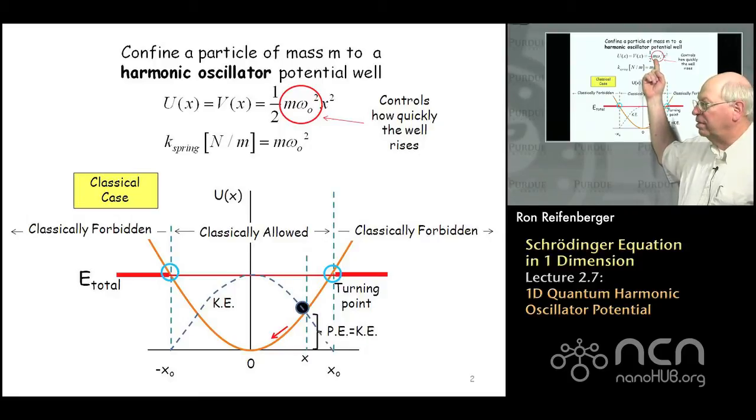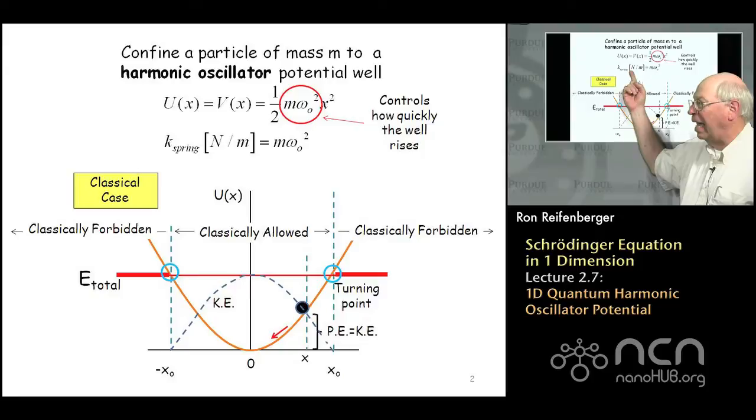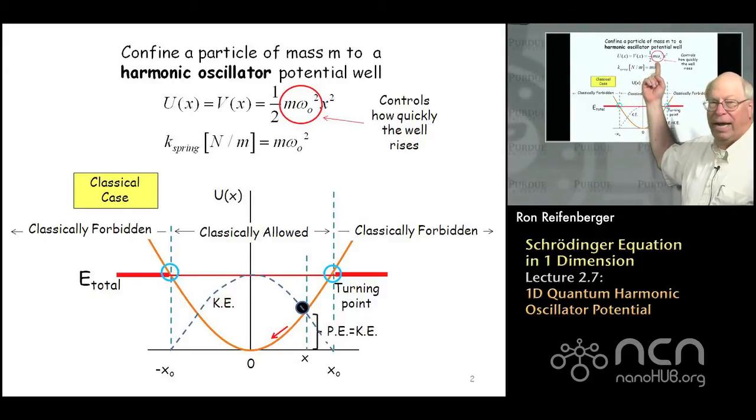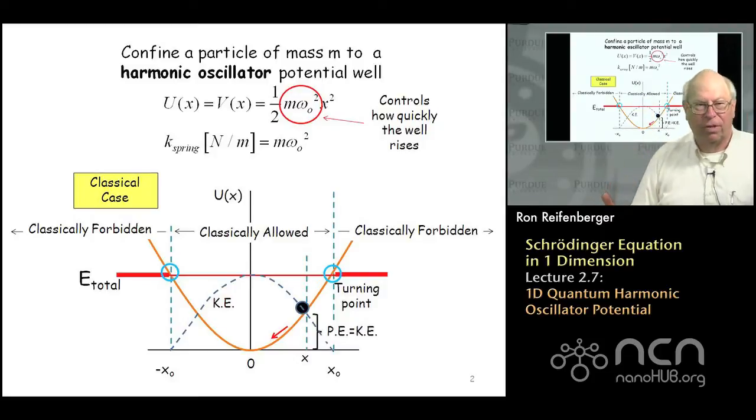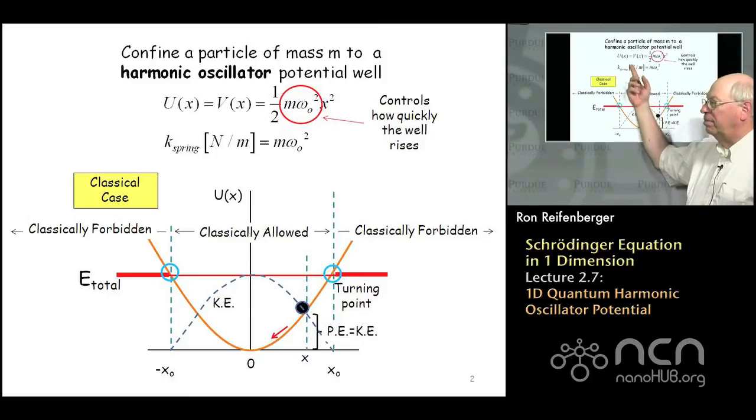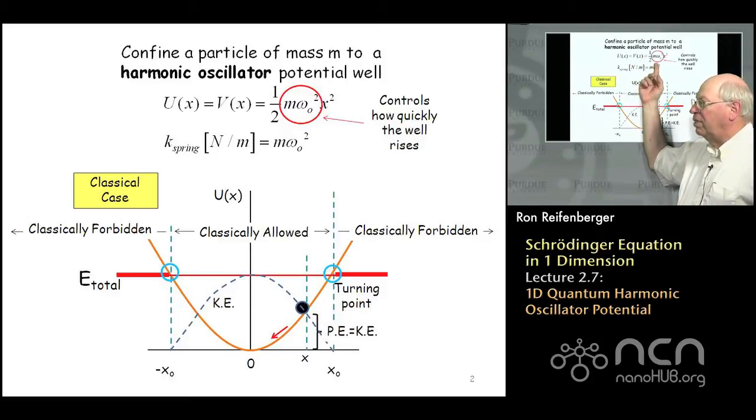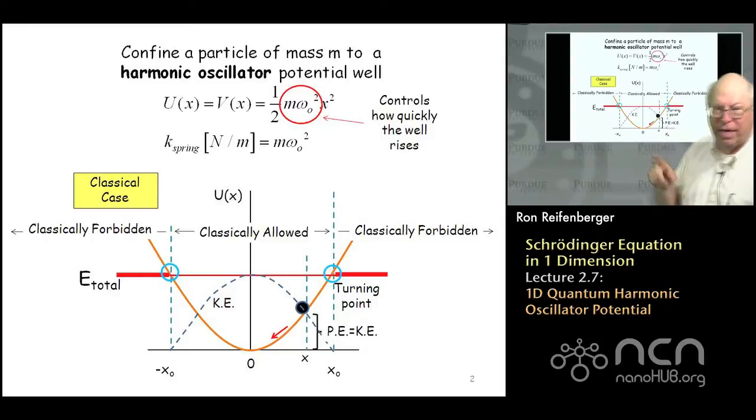One way is it involves the mass of the particle oscillating in this well times the angular frequency squared, right? You can define a spring constant k in terms of this m omega naught squared, and then you can rewrite this as 1/2 kx squared, which is possibly a little bit more familiar way of writing the potential energy, right? The point is that this constant in front of the x squared controls how quickly the potential well rises.